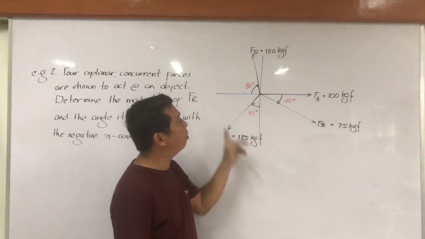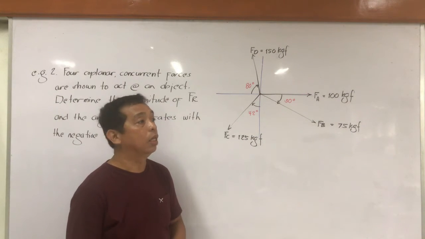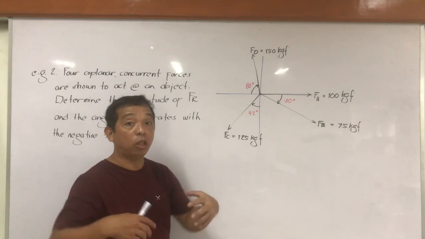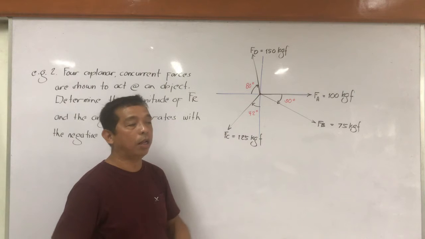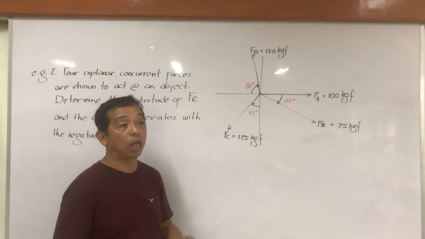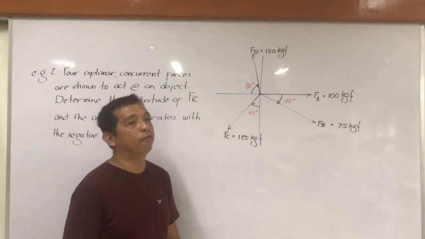So ang sabi sa problem, these four concurrent forces were able to produce a resultant that is yet to be computed. Also, hinahanap din yung ano ba yung angle na generate ng resultant with respect sa negative x-axis.